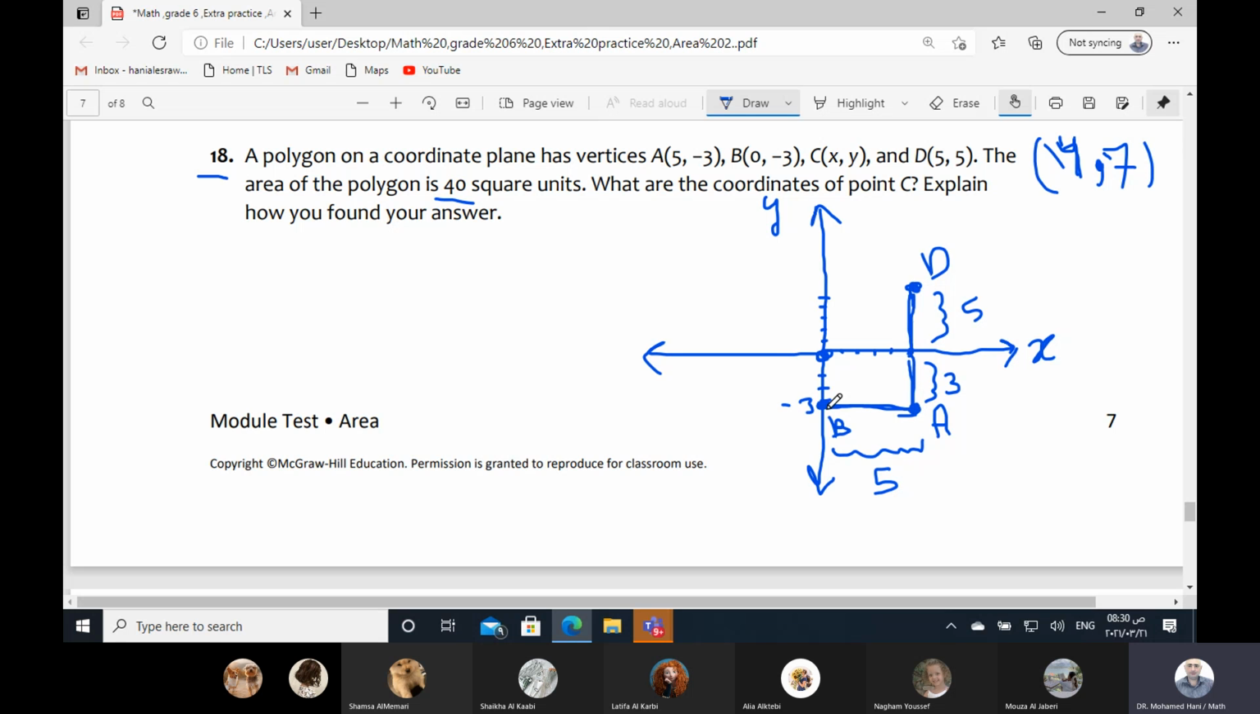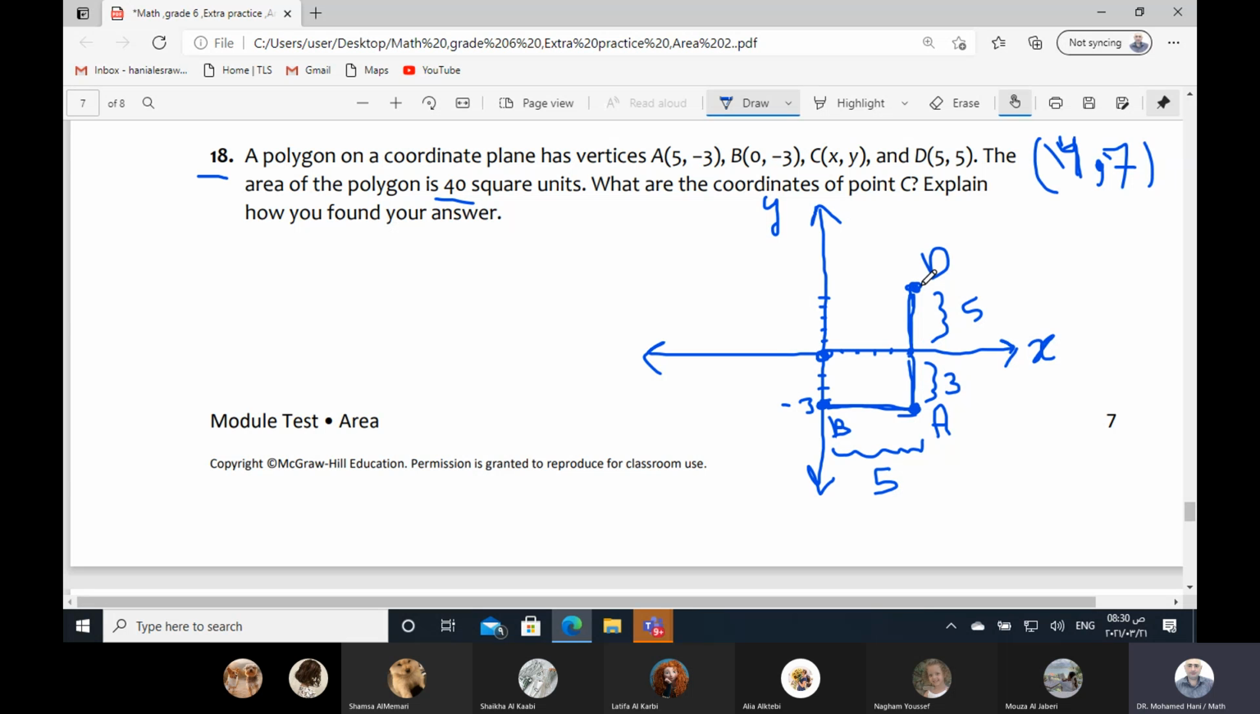Now match between them. Now we have 3 vertices. We have the fourth vertex with a missing value. We want to find the location of C, X and Y. We know the area. Right. How do we know the type of this figure?